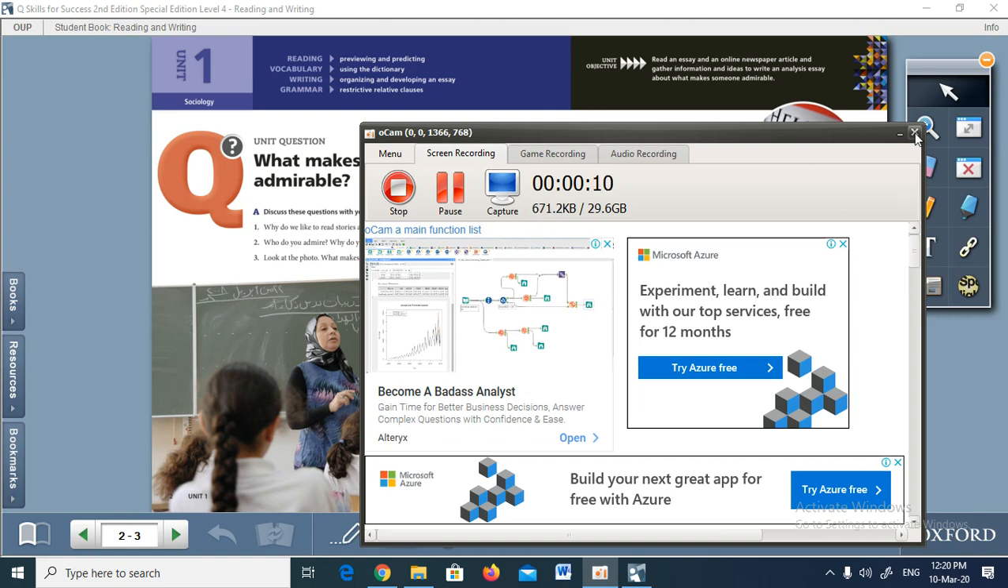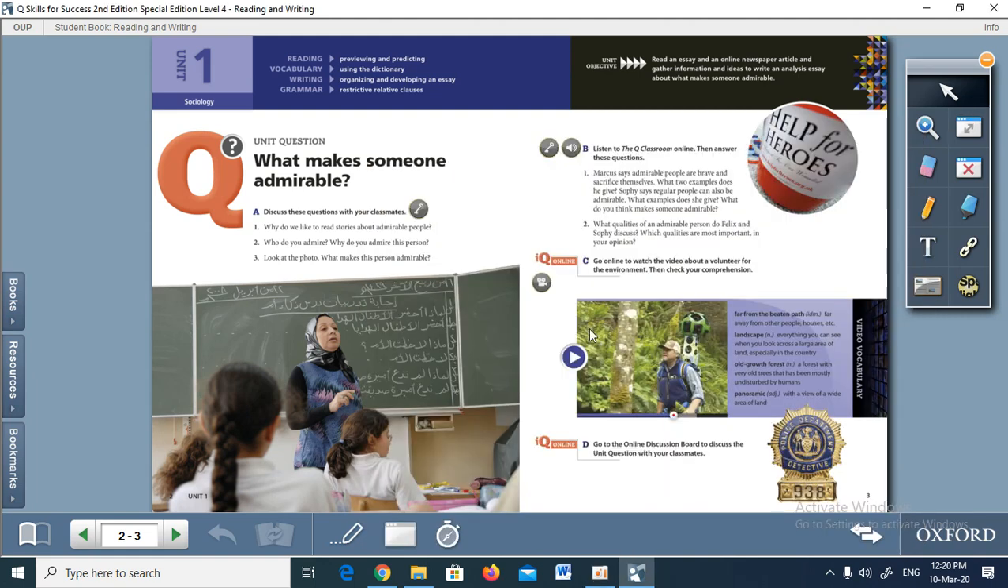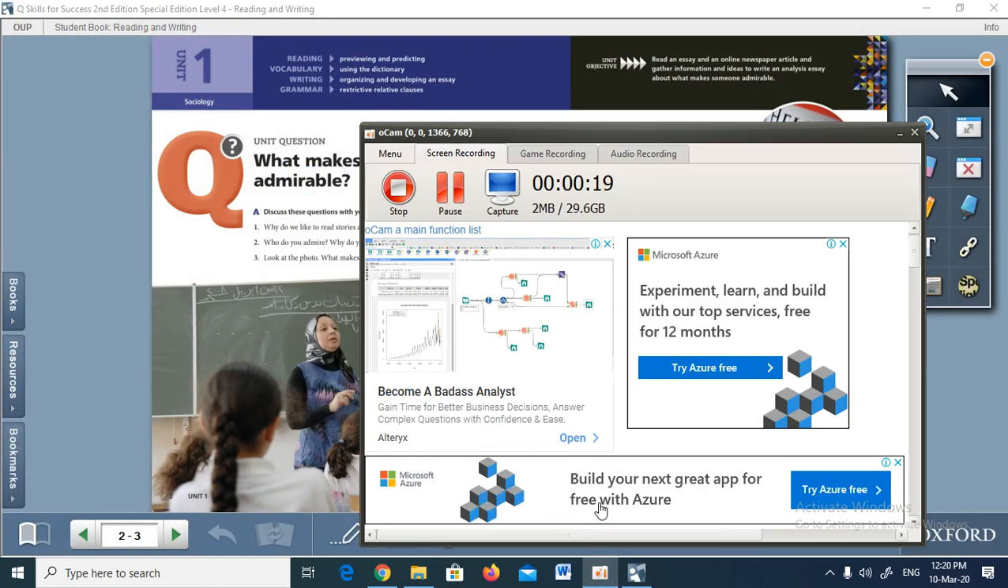Right, we're going to open to page 22. We're going to start with the first part of the explanation, the writing skill, organizing and developing an essay. It says an analysis essay examines a topic by breaking it down into smaller parts. Remember that an essay includes an introduction, one or more body paragraphs, and a conclusion.